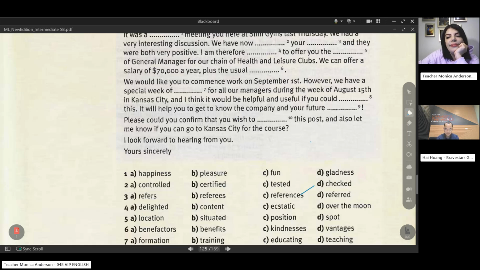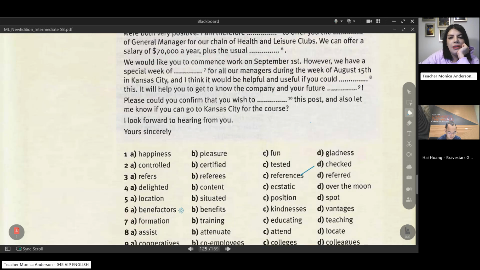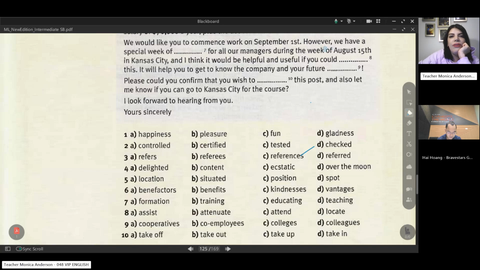Well, and 5: to offer you what? The position. Position, of course. Very good. And of general manager for our chain of health and leisure clubs, we can offer a salary of 70,000 a year plus the usual 6 benefits. Of course, benefits. Right. And 7: however, we have a special week off for all our managers during... We have a special week of training. Of course, yes. Very good. Training.